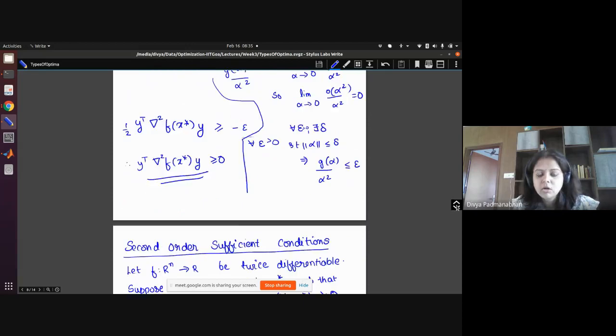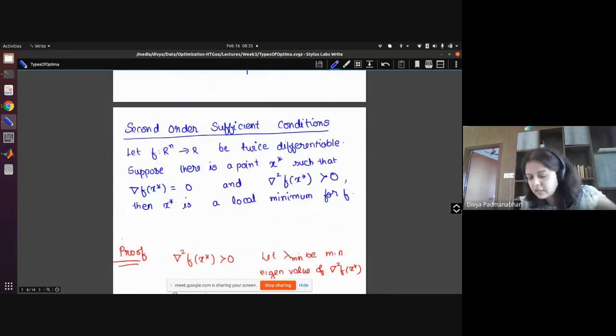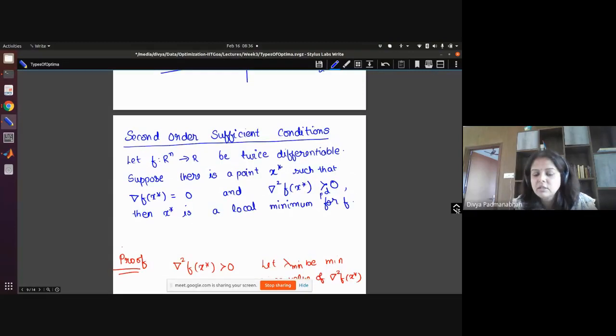Now today we will see a sufficient condition. It makes use of the Hessian information as well, and looks very similar to what you just saw. If the function is twice differentiable and you have a point x star where the gradient is zero, and the Hessian, the second order derivative, at x star is positive definite, note that this is a matrix, then you can be sure that x star is a local minimum. It's a very small change.